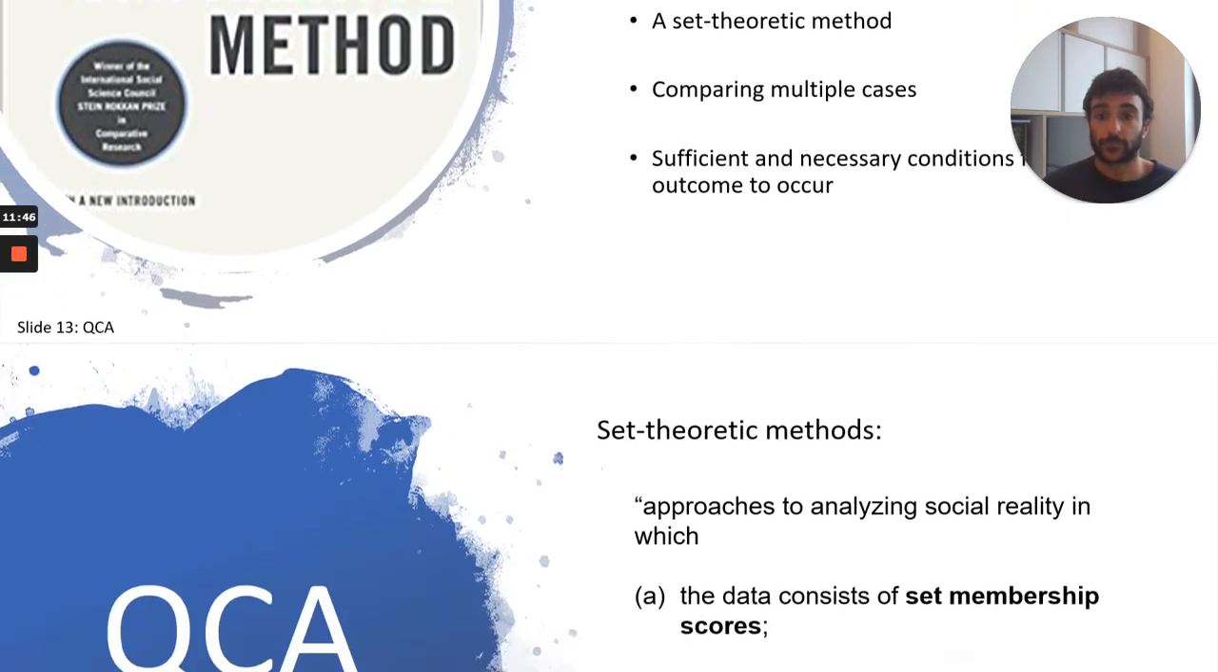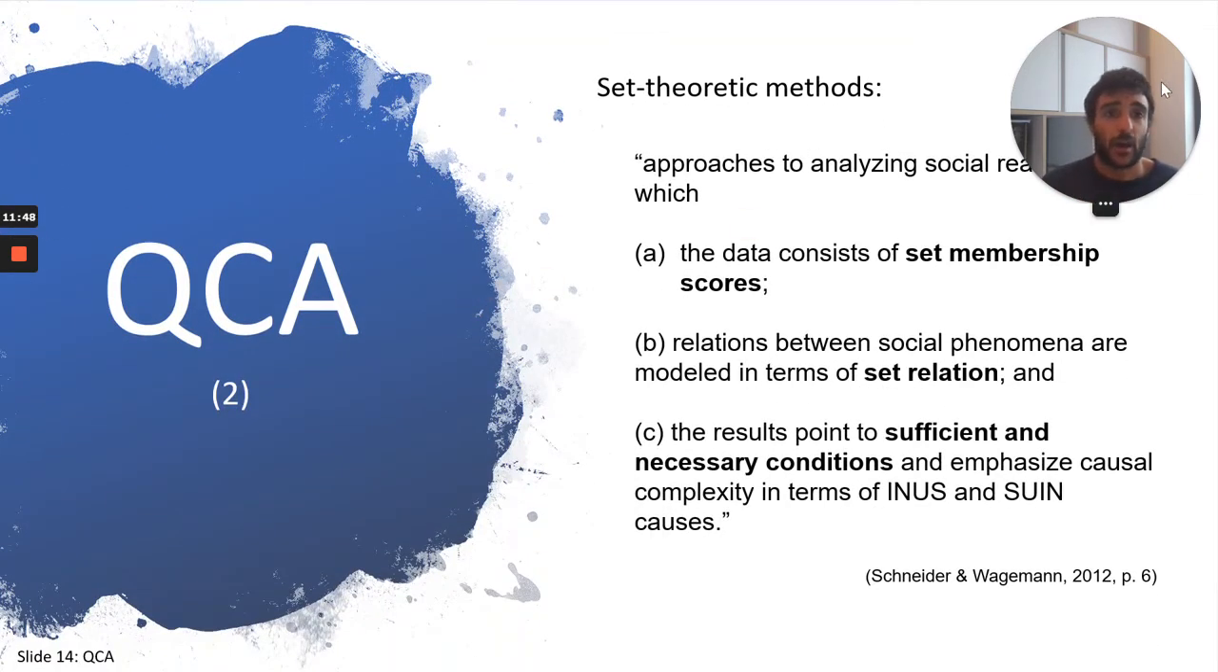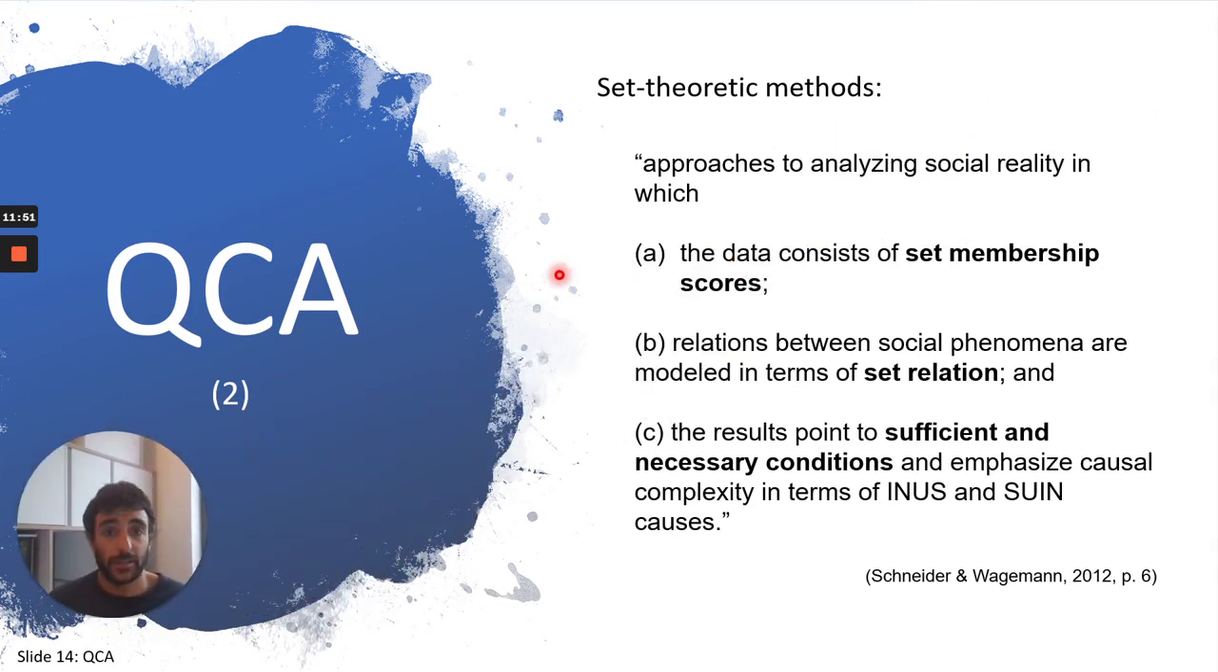And so set theoretic methods are approaches to analyze social reality in which the data consists of set membership scores. Now, what are set membership scores? So a set, for example, the set of high-income countries, and we define that set as countries which have a GDP per capita higher than $12,000. Right? And so Belgium has a GDP per capita higher than $12,000, so it is in the set of high-income countries. So it has set membership score 1. Uganda, for example, does not have a GDP higher than $12,000 per capita, which means that it's out of that set, so it has set membership score 0.